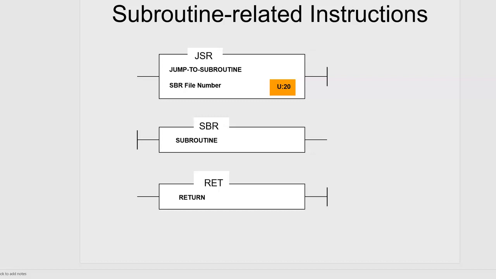But you're dealing with 2 windows. You're dealing with the main window that you're familiar with, where you create your actual ladder run, your program edit window. But there's also a second window, the subroutine window, that when you double click on it, opens up another set of rungs where you can put your subroutine. This jump to subroutine will go on the main ladder. Now notice there's a U:20. That's the address of the subroutine that you want this to go to when this jump to subroutine becomes true.